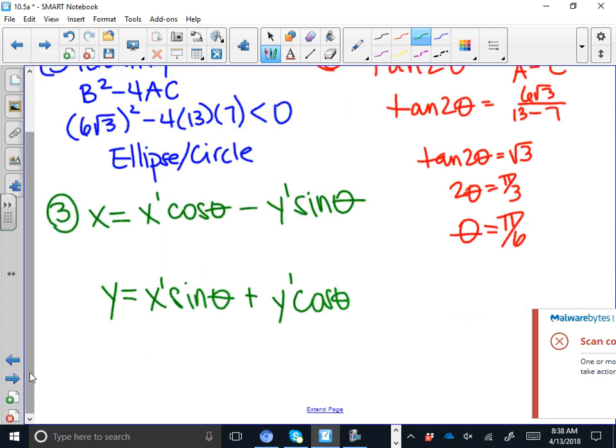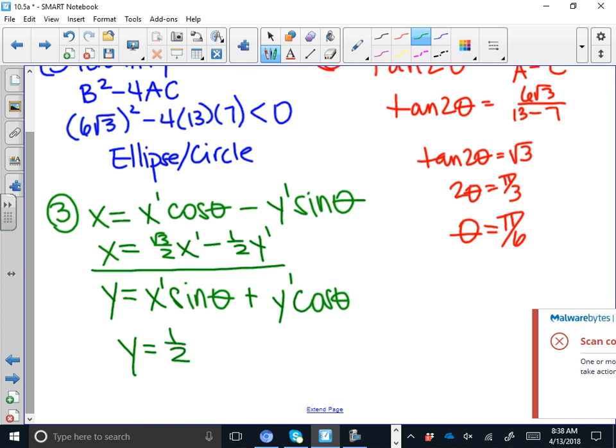All right, Richard, what is our x substitution going to be? Radical 3 over 2 x prime minus 1/2 y prime. Do you agree? Yes. Okay. Lindsay A, what's our y substitution then? Okay, well, let's go through it together. What is the sine of pi over 6? So we have 1/2 x prime. Plus, what's the cosine of pi over 6? So we have radical 3 over 2.